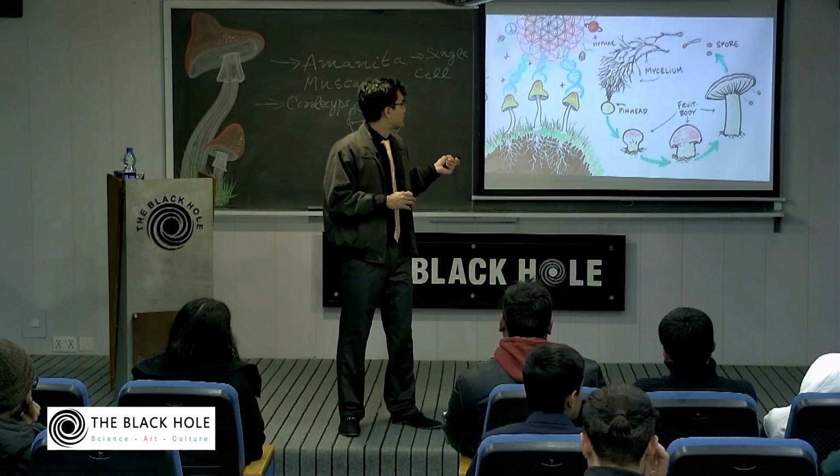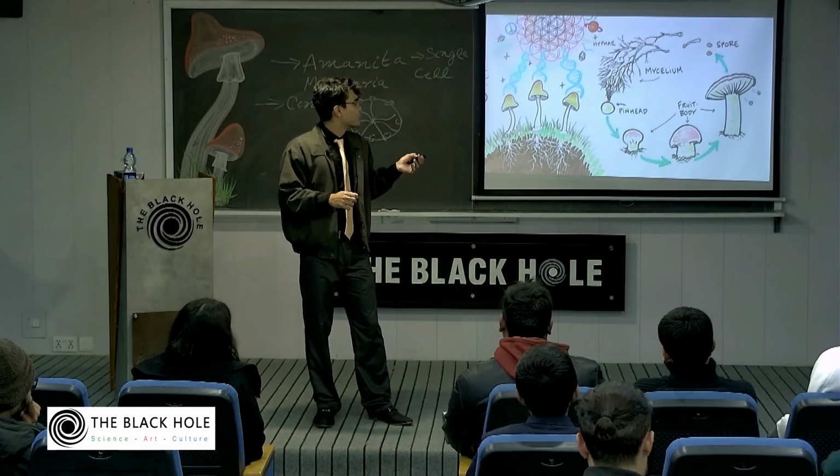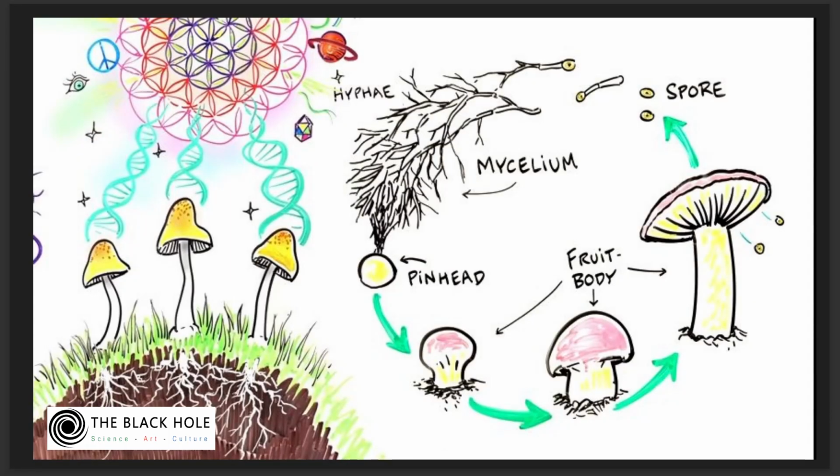This is basically the life cycle of a mushroom. So a mushroom starts with what are called spores. Spores are basically analogous to seeds, but not exactly. So to grow a plant, you need a seed. You plant that seed in the ground, and from that you get a plant. The equivalent for a mushroom is what's called a spore.